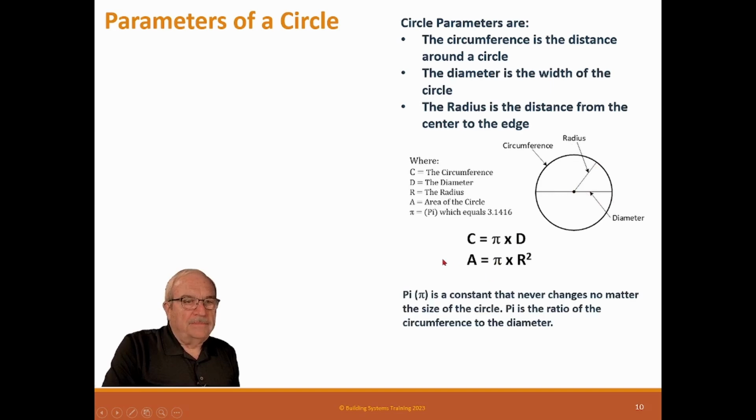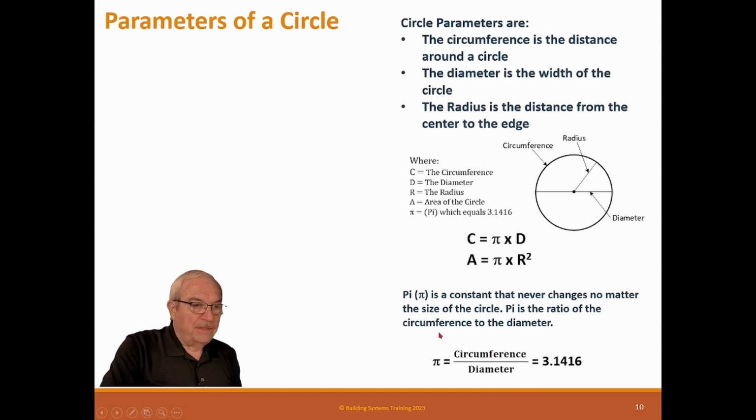Now pi is a constant number. It's always the same. It doesn't matter how big or how small the circle is. Pi is always the same number because it is the ratio of the circumference divided by the diameter of a circle. And since a circle is always round, it's always the same number. So it doesn't matter if it's 144 foot diameter, pi is still 3.1416. If you divide the circumference by diameter, you'll get that number every time, no matter what these numbers are.